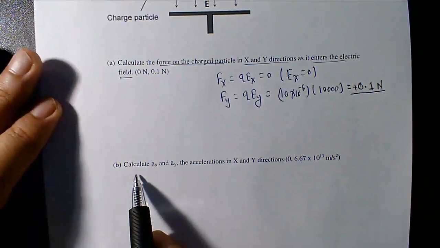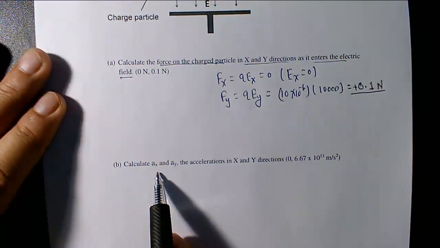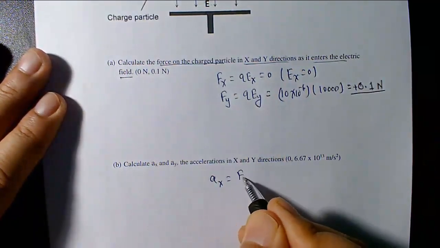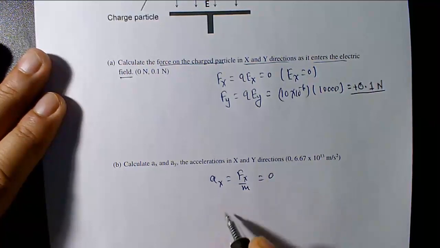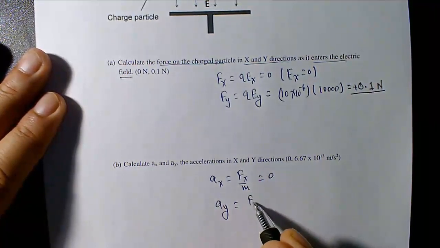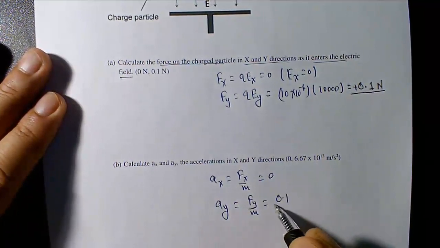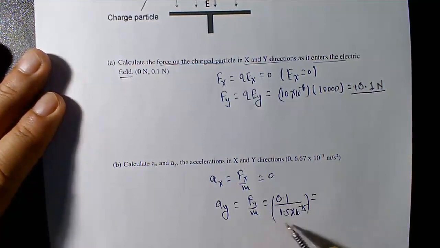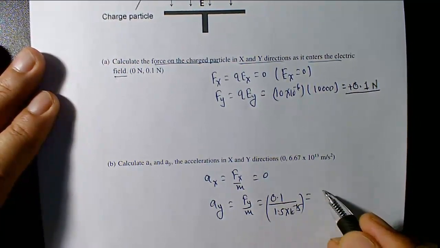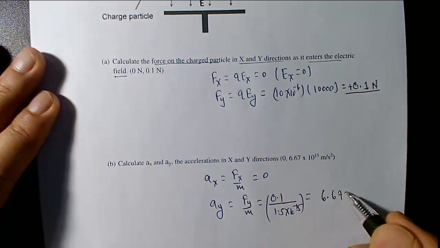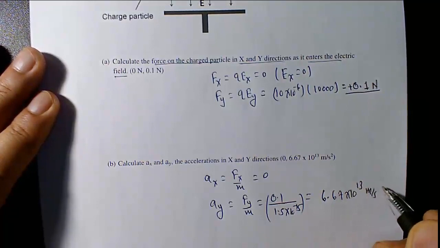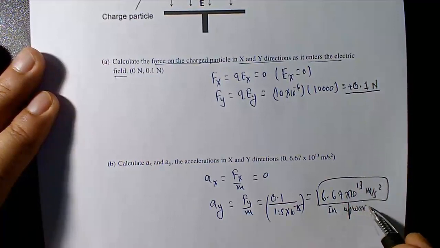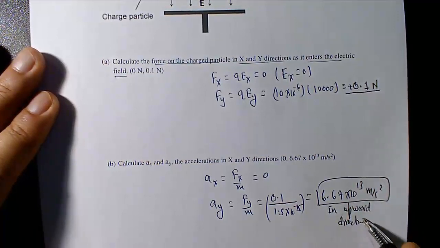The next part is to calculate the accelerations in both x and y directions. Since the mass is given, it's not a big deal. Acceleration in the x direction is force in x divided by mass. This is 0, of course. Ay is Fy over mass. The mass is given as 1.5 times 10 to the power negative 15 kilogram, the mass of that small bit of charged particle. That gives 6.67 times 10 to the power 13 meters per second squared, in the upward direction, because it's a vector quantity.